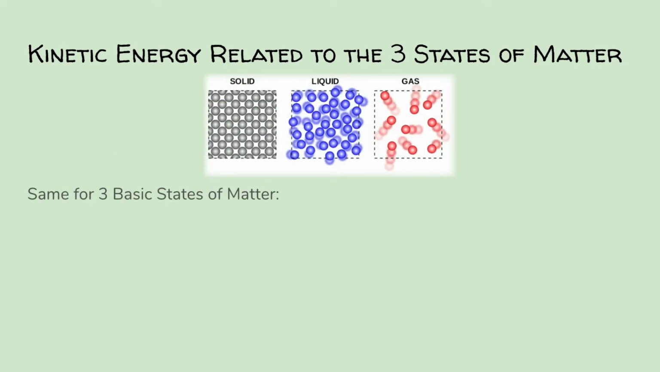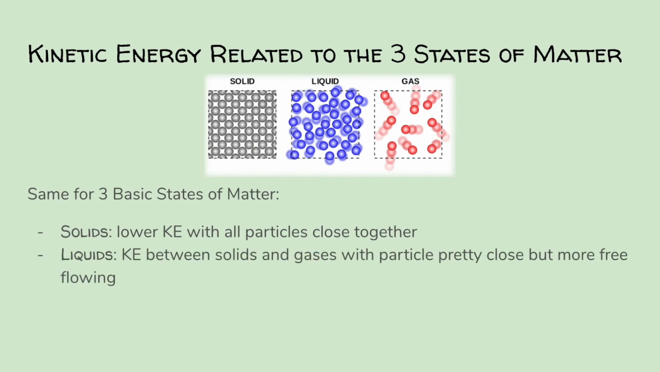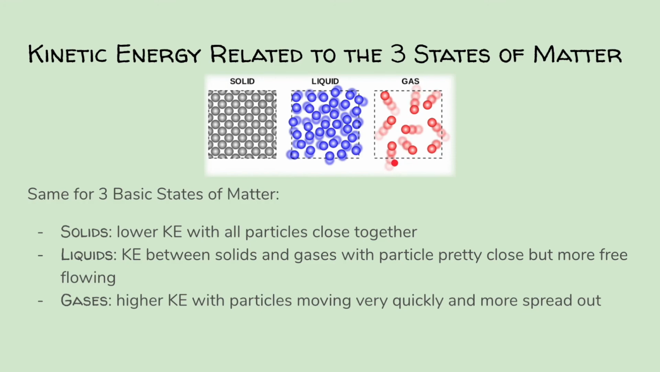So for solids, they have lower kinetic energy with all the particles being much closer together, more tightly packed, not much room for movement. Liquids, they have a kinetic energy between solids and gases, with particles that are pretty close together and more free-flowing, but still not as far apart as gases. Gases then have the highest kinetic energy because you see all these particles are moving a lot faster. They have more kinetic energy.